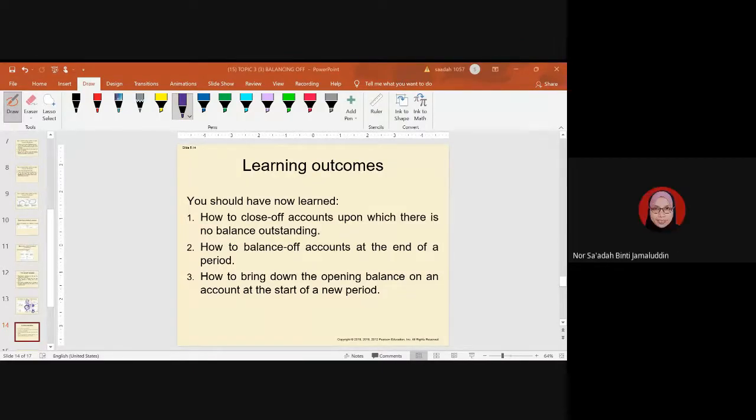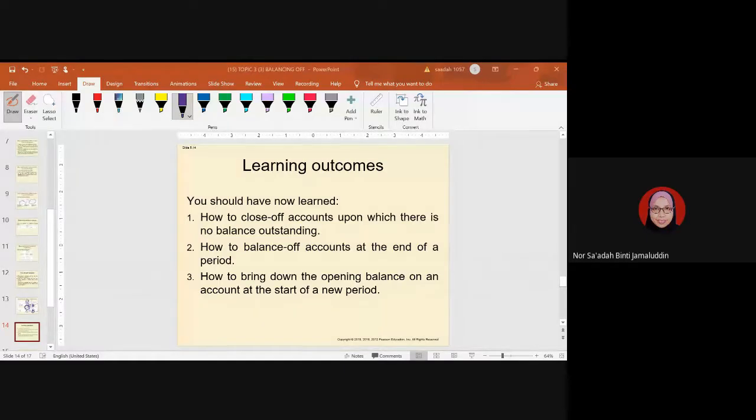Doktor? Ya. So nanti boleh pilih kan yang ledger tu kita guna account T ataupun yang 3 column kan? Usually, when the question, kalau soalan just inform you as a general to prepare the ledger, use the 2 columns, debit side and credit side. No need to use the 3 columns. Okay, 3 columns you can do when the question asks you to do. So you follow the question. Okay doktor, thank you.